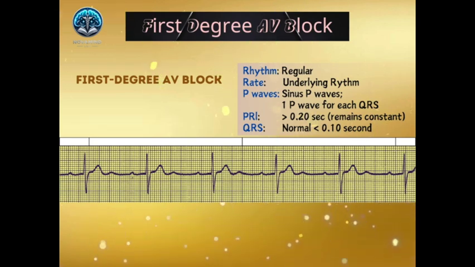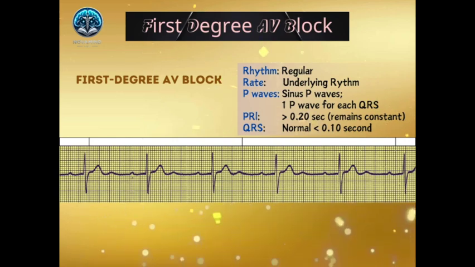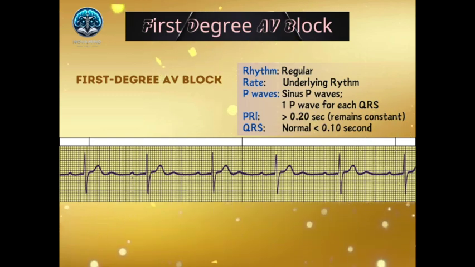Normal QRS complex: since the delay happens within the AV node, above the level of the ventricles, the QRS complex duration stays within normal limits, typically under 0.10 seconds. This helps us differentiate first-degree blocks from more severe AV blocks that involve the bundle of His. A first-degree AV block is often seen in conjunction with an underlying rhythm, like normal sinus rhythm or sinus bradycardia. So when interpreting an EKG, be sure to identify both the rhythm and the block.